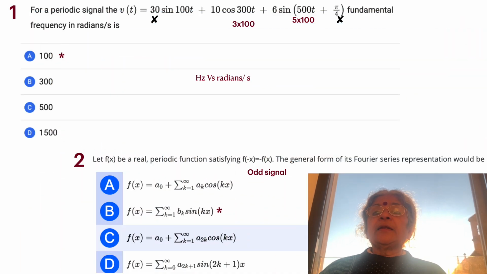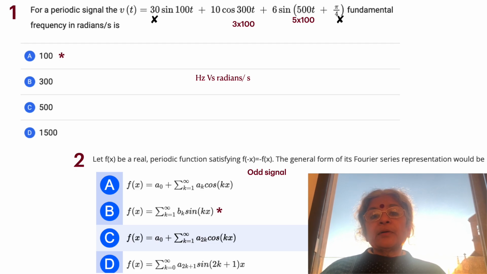Let f(x) be a real periodic function satisfying f(-x) = -f(x). Obviously, this is a minus f(x), so it's an odd signal, or an odd function. The general form of its Fourier series representation would be, so if it's an odd signal, I hope we remember that it will have only sine components. It will not have either the DC value, that is a0, nor will it have ak.